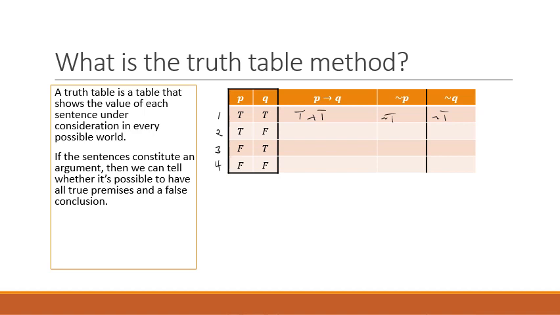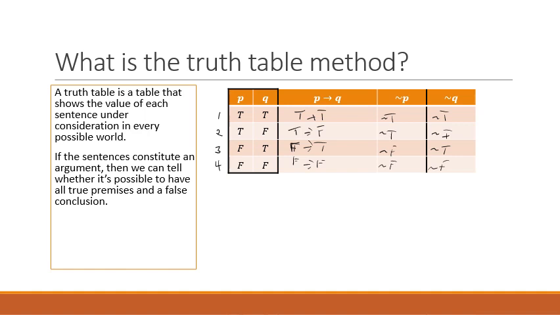So you're going to get true arrow true, true arrow false, false arrow true, and false arrow false for the first sentence. Then you'll have not true, not true, not false, not false for the second sentence, and then not true, not false, not true, not false for the third sentence. So we haven't calculated anything yet. I've just done the substitution to make it clear what's going on.